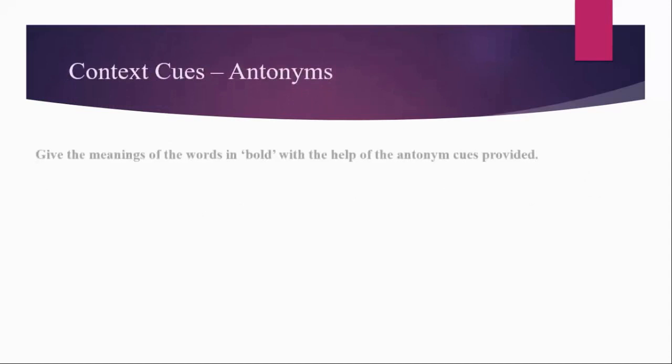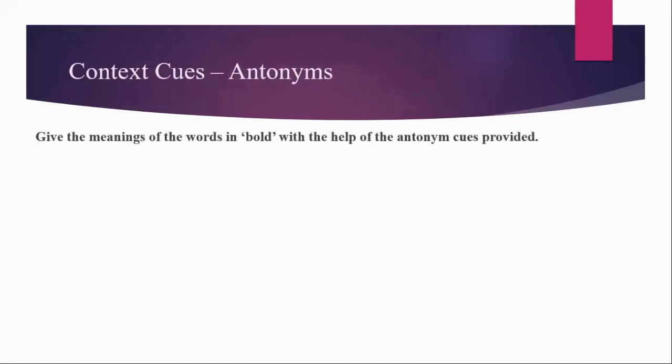Then we have context cues as antonyms. What you are supposed to do is give the meaning of the words in bold with the help of the antonym cues that have been provided to you. For instance, although Tom was anxious about the test, Tina was not worried at all. So, what do you think anxious means? Antonym cues are there in the very text, because although represents that this part has one meaning and the independent clause tells you the opposite meaning. So, by looking at the opposite part of the sentence, you can easily decipher the meaning of the word anxious.